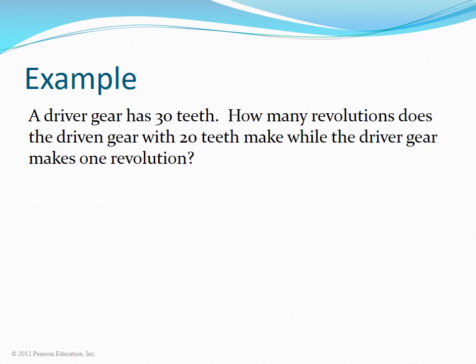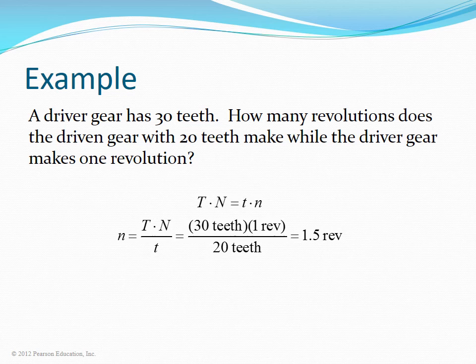A driver gear has 30 teeth. How many revolutions does the driven gear with 20 teeth make while the driver gear makes 1 revolution? The number of driver teeth is 30. The number of driven teeth is 20. When the driver gear makes 1 revolution, the driven gear makes 1.5 revolutions.